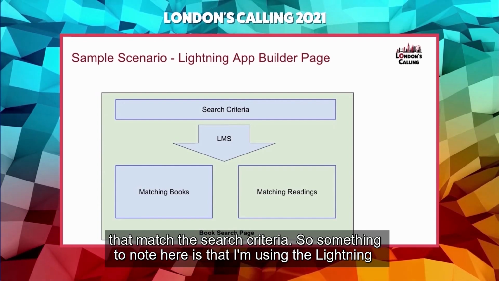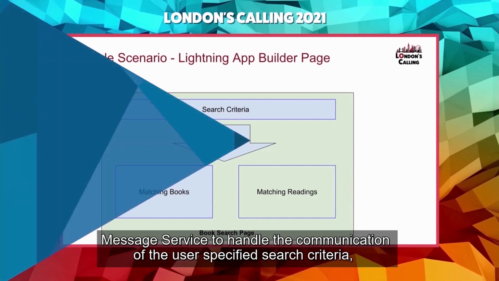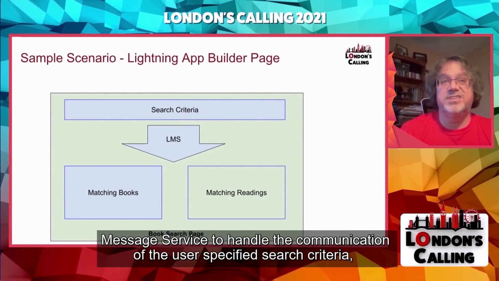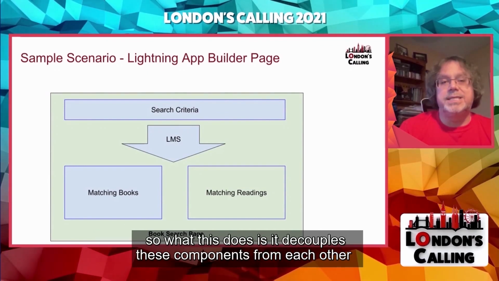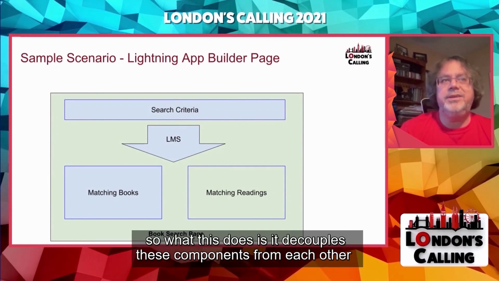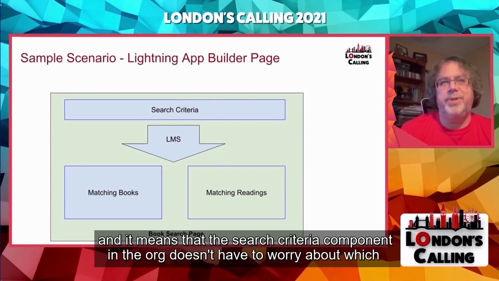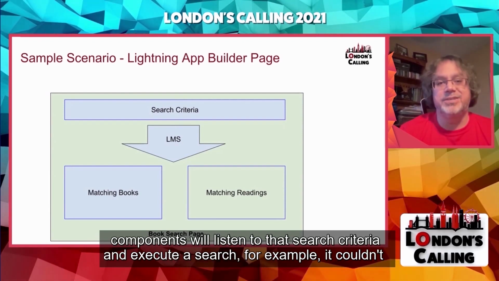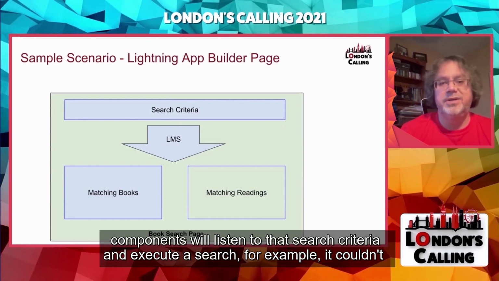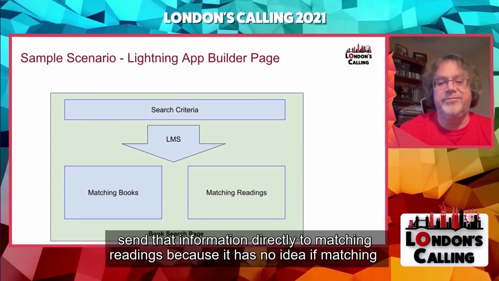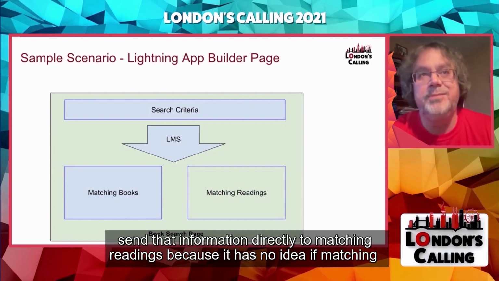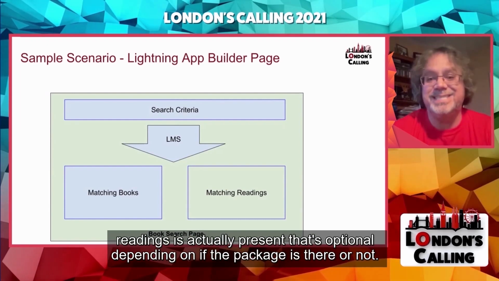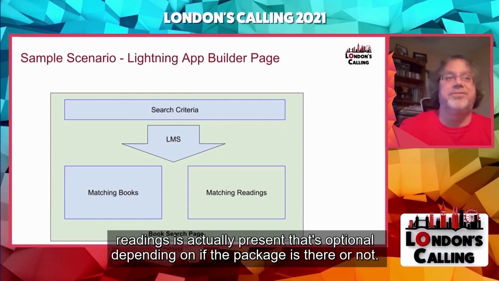So something to note here is that I'm using the Lightning message service to handle the communication of the user-specified search criteria. So what this does is it decouples these components from each other, and it means that the search criteria component in the org doesn't have to worry about which components will listen to that search criteria and execute a search. For example, it couldn't send that information directly to matching readings because it has no idea if matching readings is actually present. That's optional depending on if the package is there or not.